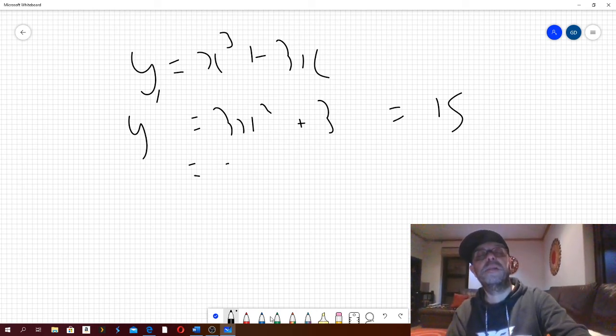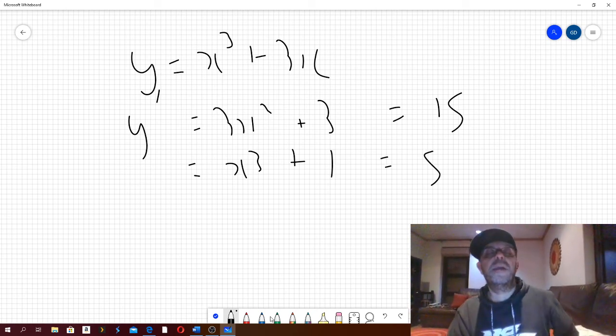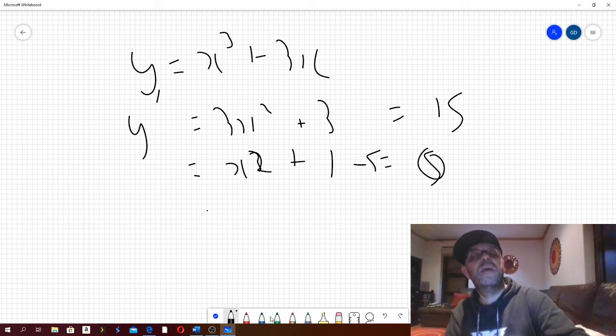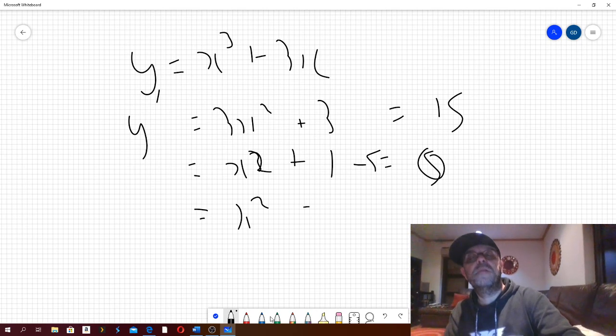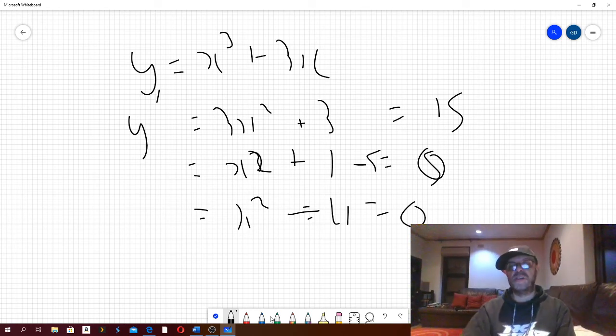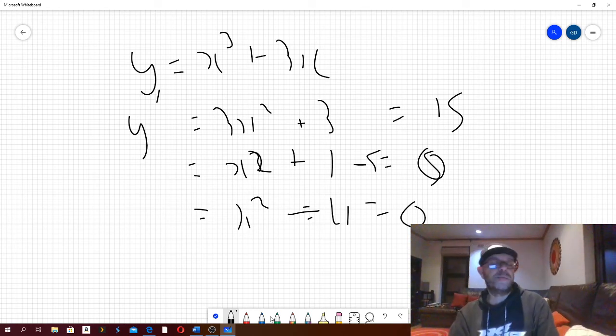Alright, that means that x squared plus 1 must equal 5. Okay, I can factorize 3 out, or I can say minus 5 is equal, x squared plus 1 minus 5 is equal to 0. And that means that x squared minus 4 equals 0. Well, if x squared minus 4 is 0, that's just a difference of squares, which is x minus 2 times x plus 2. So the 2 points at which that will happen are 2 and minus 2.